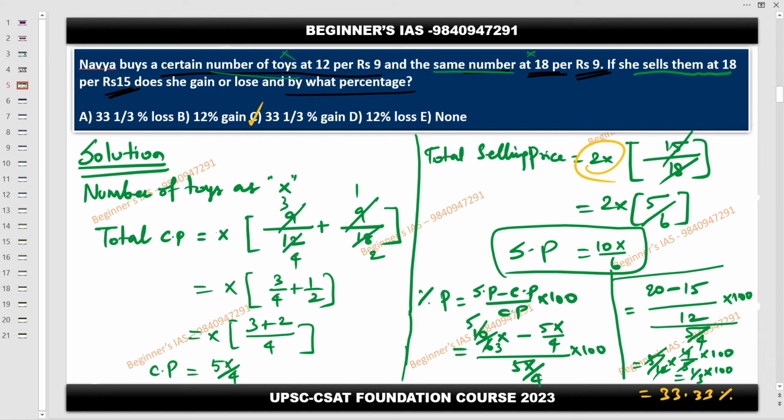So that is going to be your CP. So that many toys you are going to sell. So x toys and x toys, you are selling as 2x toys. Understood? Fine. Understood everyone?